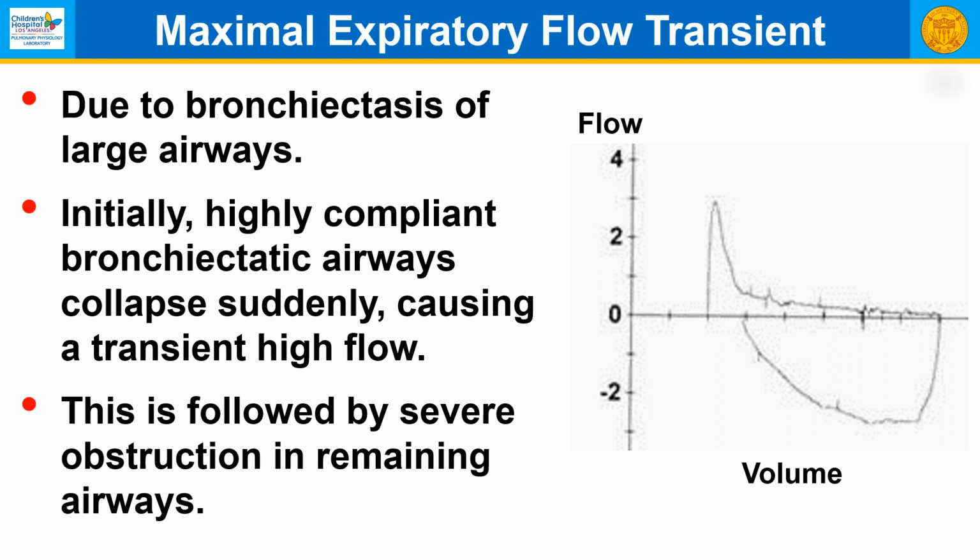Maximal expiratory flow transients. So note this little blip here. This is due to bronchiectasis of large airways. Initially highly compliant bronchiectatic airways collapse suddenly, causing transient high flow, and this is followed by severe obstruction in remaining airways. So it's kind of a two-compartment model here, where the red reflects this highly compliant flow transient, and the blue reflects really the flow volume curve of the severe airway obstruction.